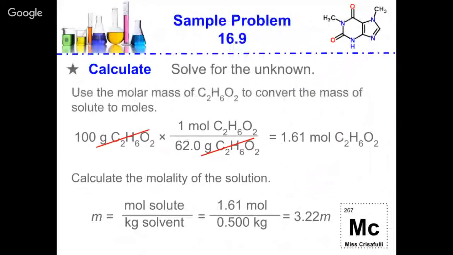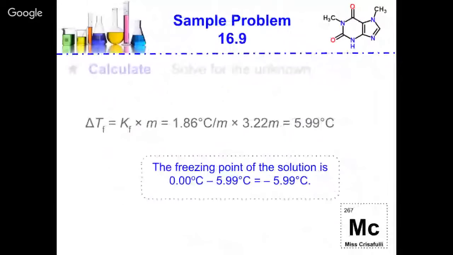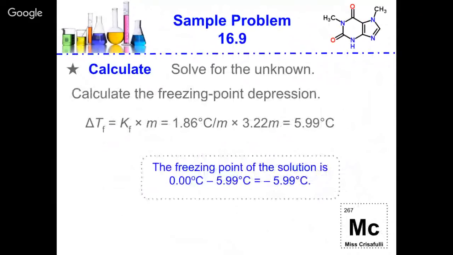So we're going to use molar mass to get to moles. Then we're going to calculate our m, which is going to be the moles of our solute over kilograms of our solvent. So we get 3.22 molality. And then we're going to plug it into our Kf expression. So 1.86 is the Kf for water. And then our molality is 3.22. So when we multiply that together, we get 5.99.